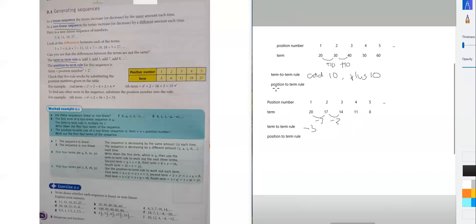Okay, so the position to term rule. Okay, I will teach you an easy way to get the answer.